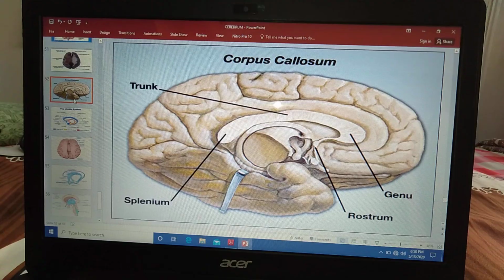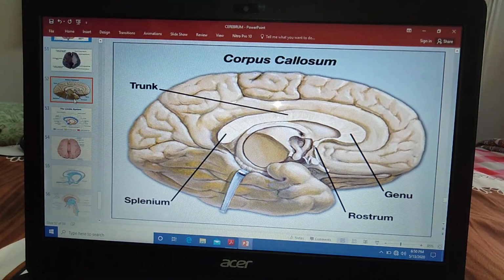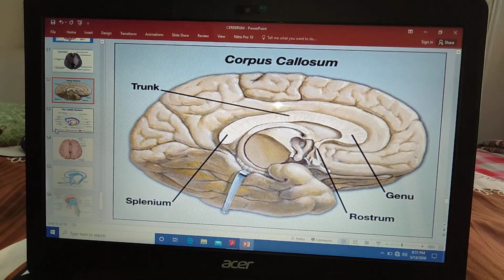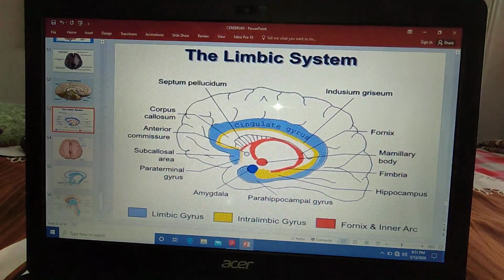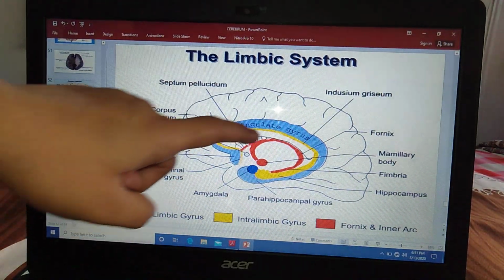It is overlapped by the gyrus cinguli. This is the cingulate gyrus that we have seen. It is overlapped by the cingulate gyrus and is covered by the indusium griseum and the longitudinal stria, that we have already seen in this diagram. Again we will see. Here you can see the cingulate gyrus is present and the indusium griseum is also present.